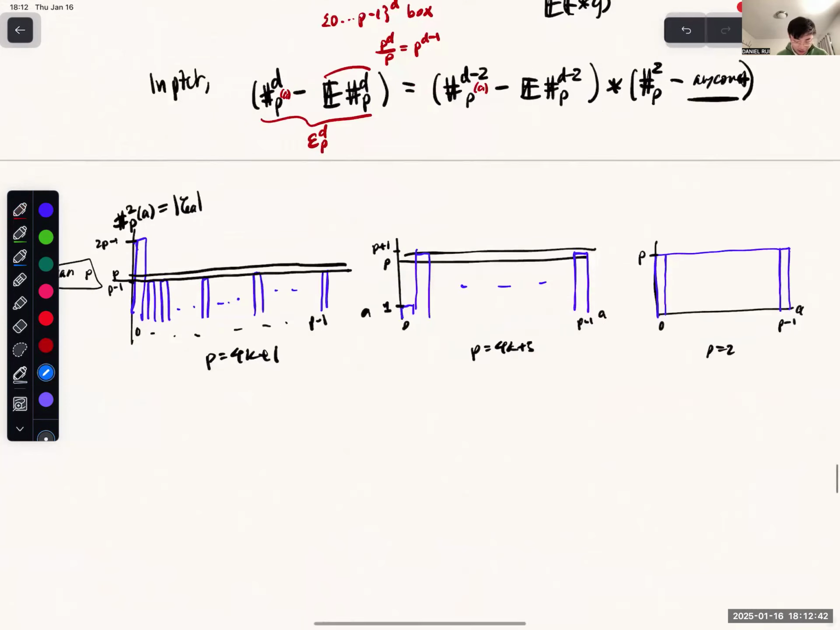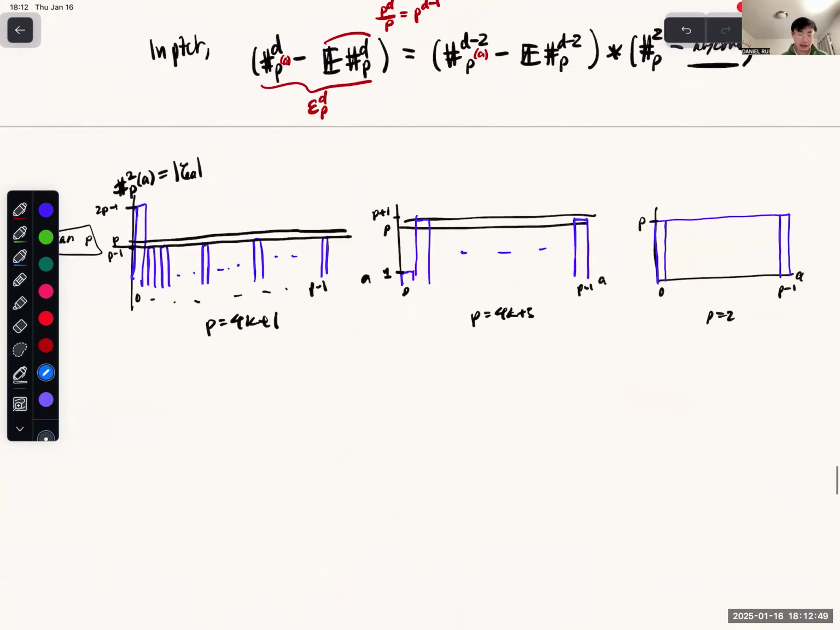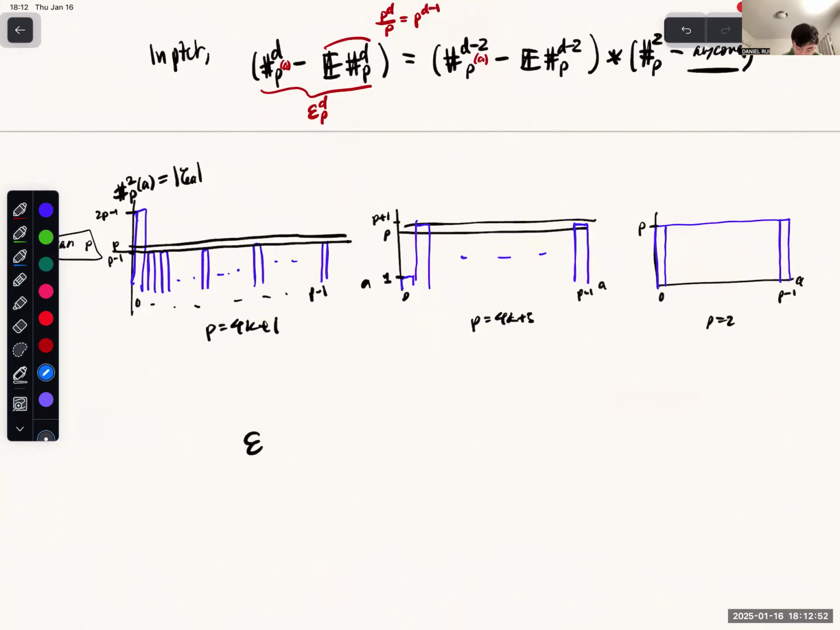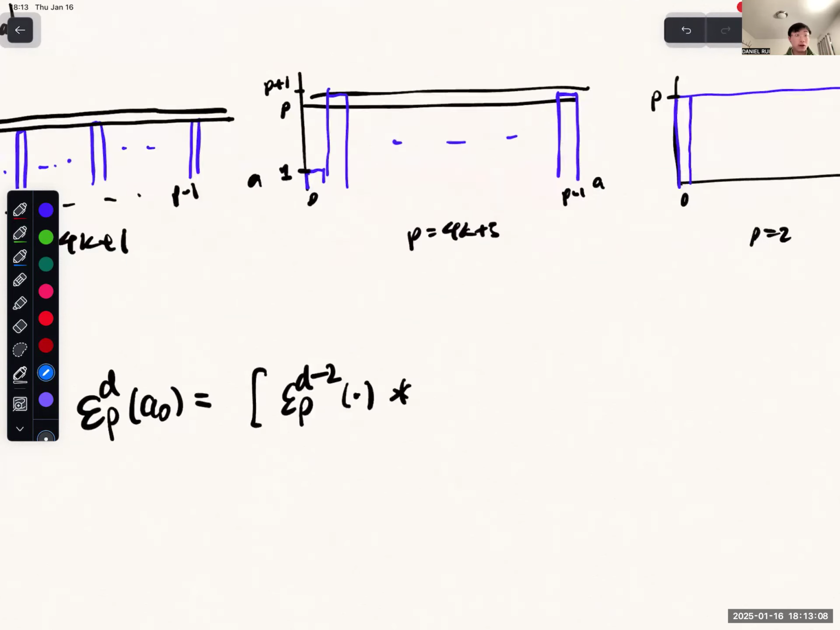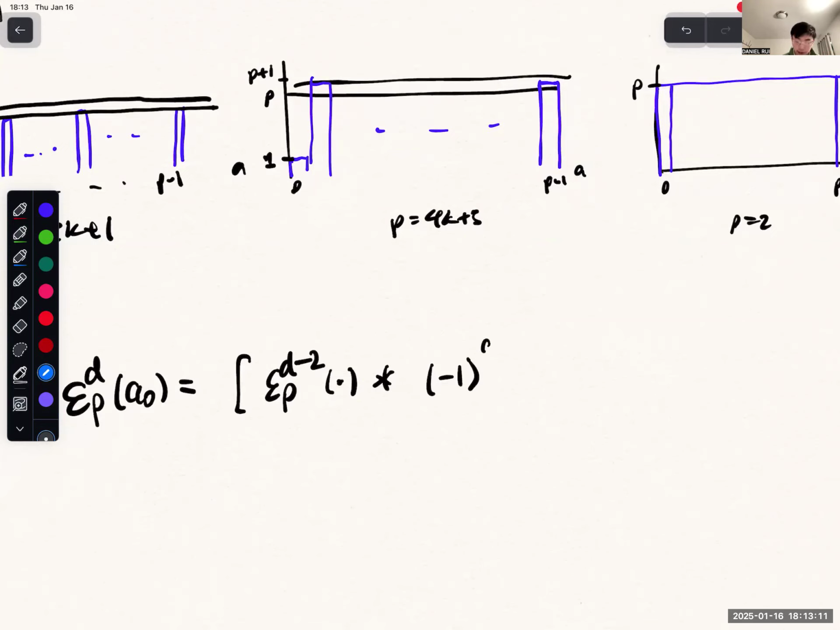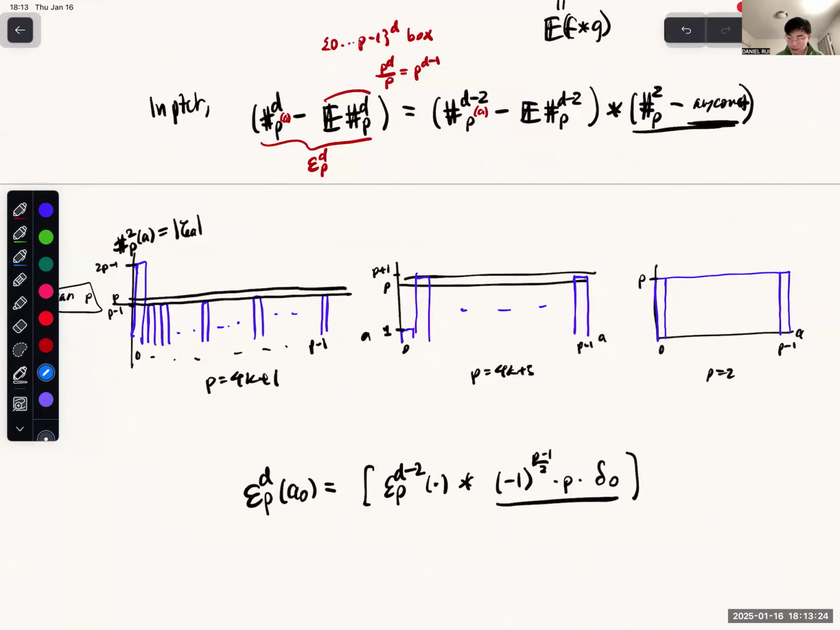Okay. We're almost there. What I have shown is that the deviation from the mean at a0 is equal to the deviation in d minus 2 dimensions convolved with (-1) to the (p minus 1)/2 times p times delta of 0, where this is the result of subtracting the appropriate constant from the two-dimensional count, so that now most of them are 0.